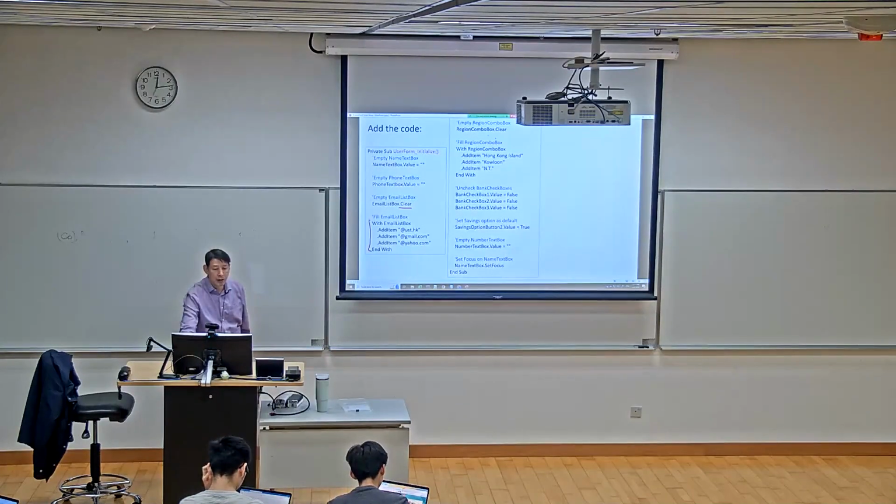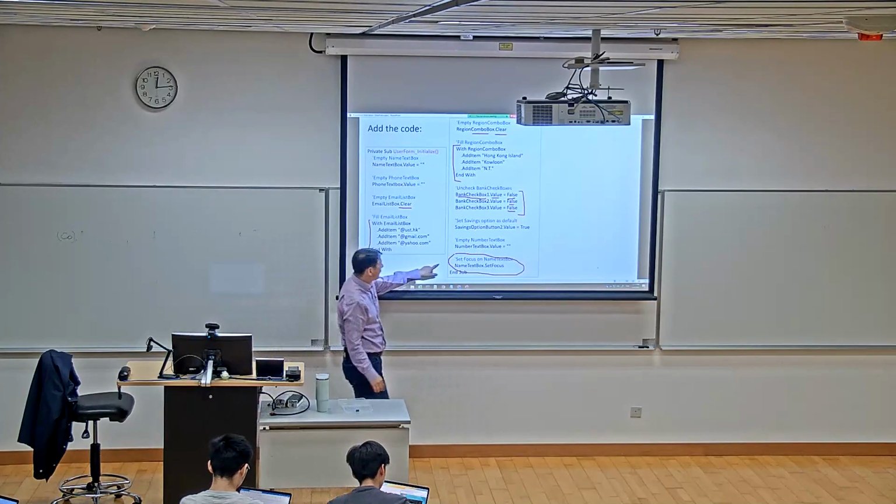The combo box is very similar, but the look and feel is a little bit different. We do the .Clear first before we add items. For check boxes, we just treat them as an object .Value, and set the value to be True or False, something like that.